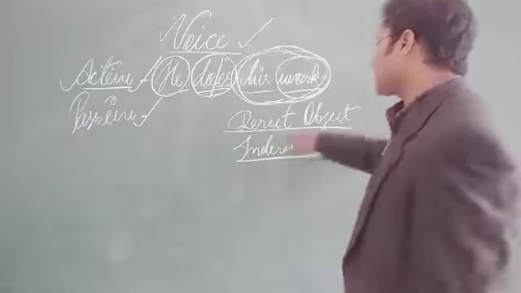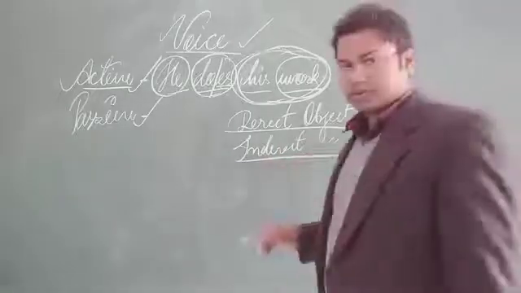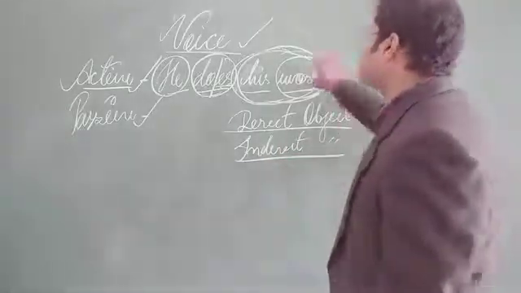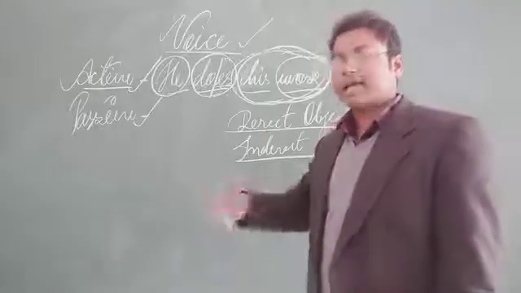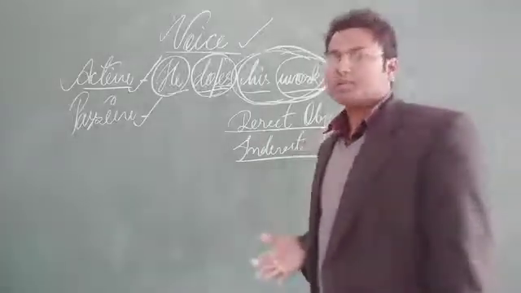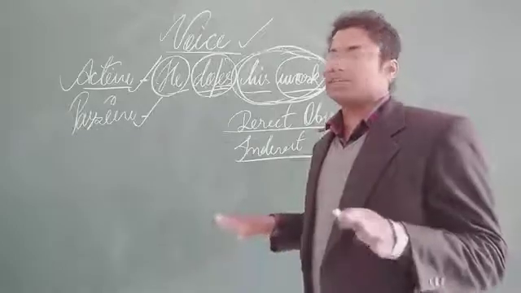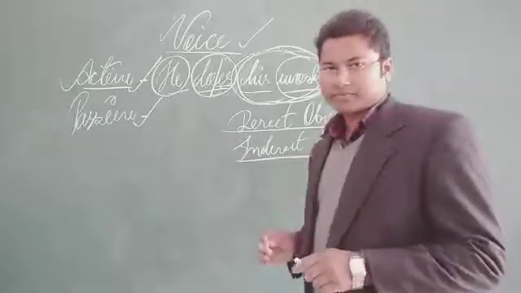Second thing, direct object and indirect object. If an object is not there in a sentence, it is an intransitive verb, so no need to change or transform it into passive voice. This is a very clear concept. Next thing.